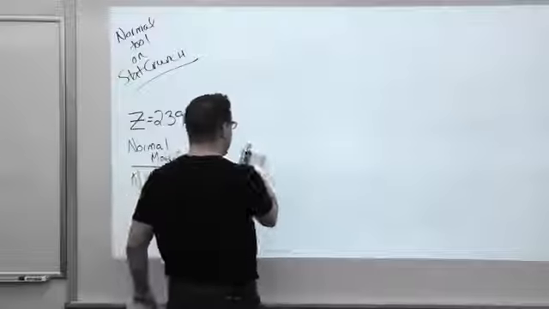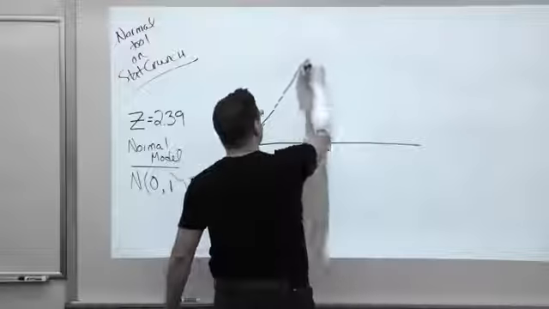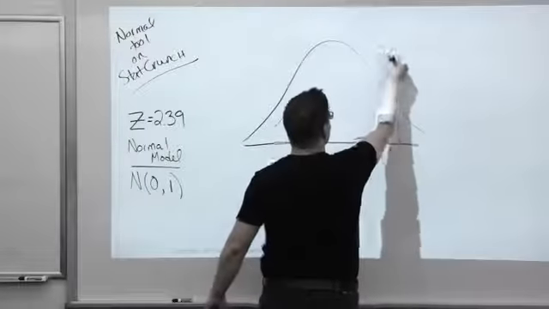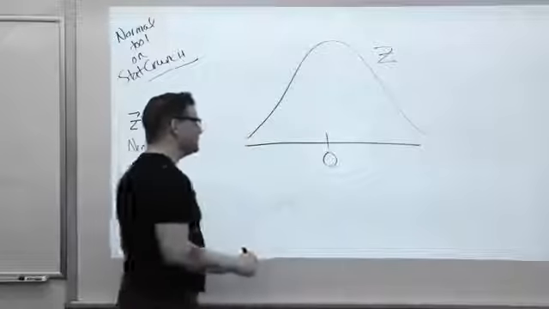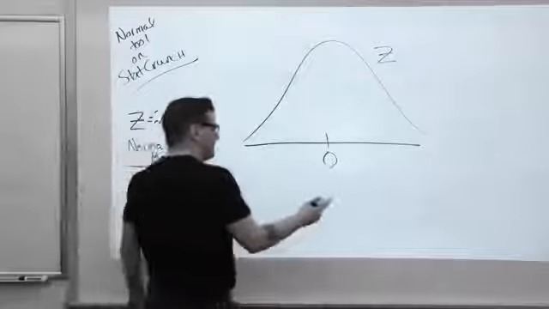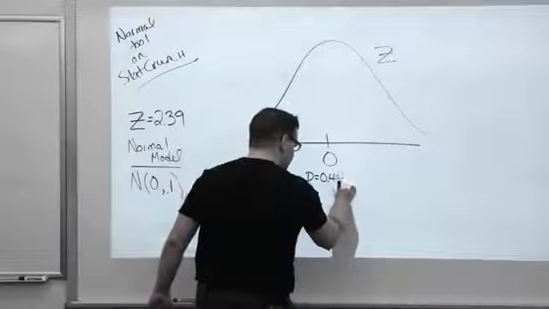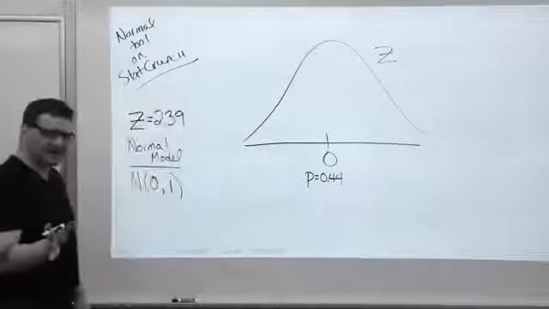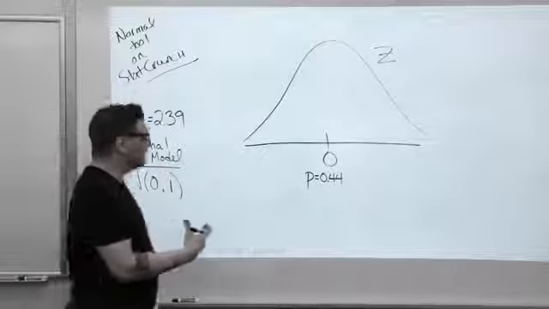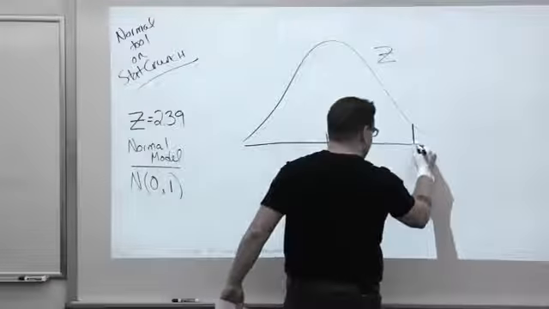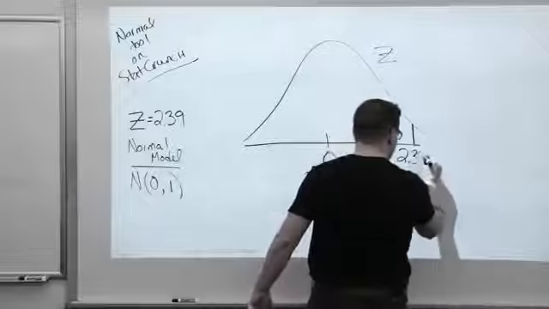Here's what the picture would look like. Nice normal model here. Even label it z for standard normal, centered at 0. The 0 corresponds to the 0.44, just to put it in perspective. That's the hypothesized value, but we standardize. Way up here is the z-score of 2.39.